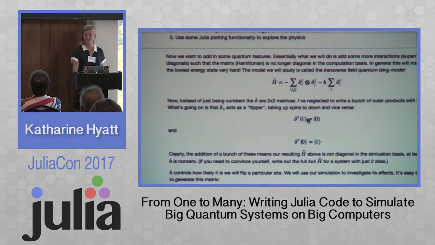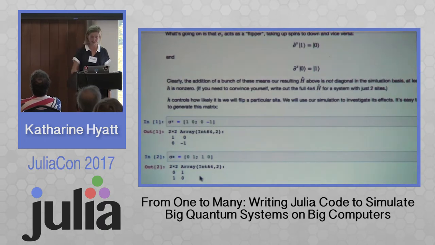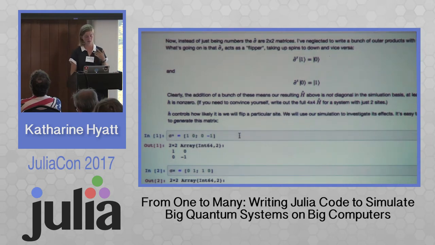So the action of sigma x on a 1 is to flip it to 0, and on a 0 is to flip it to 1. So it's literally just a bit flip matrix. It looks like this guy down here. And sigma z is a measurement on 1 or 0. It's going to say if you're 1, you're up, and if you're 0, you're down.